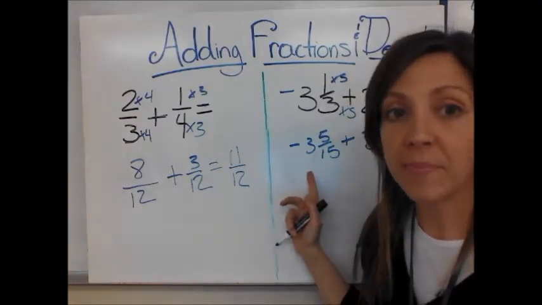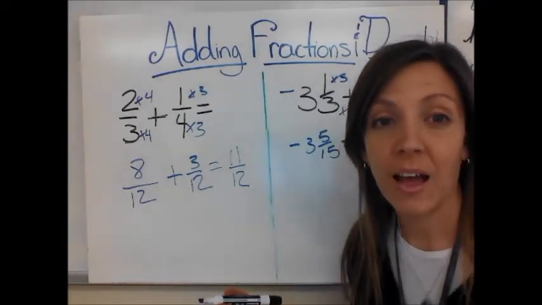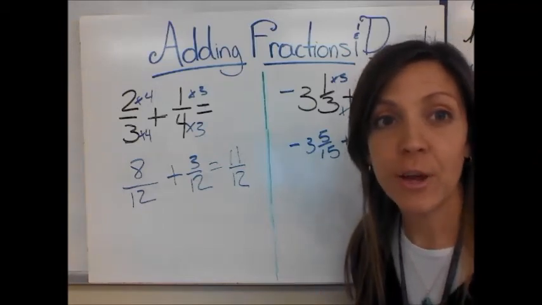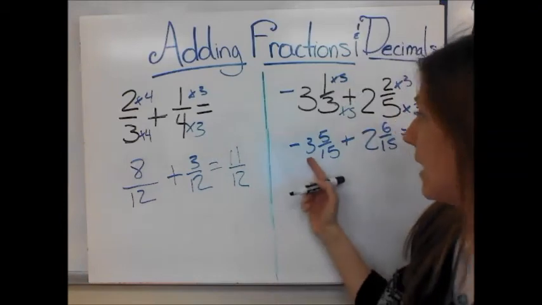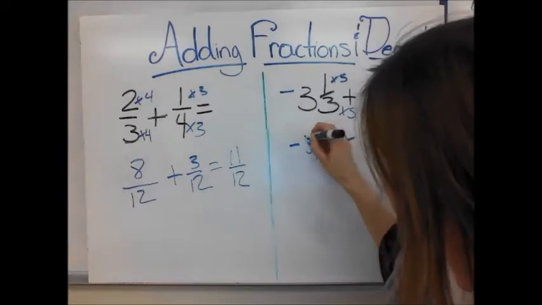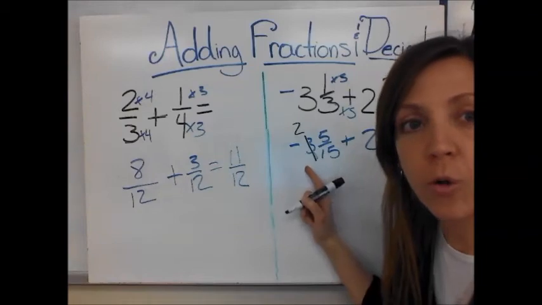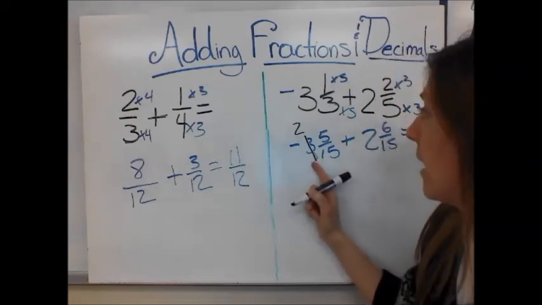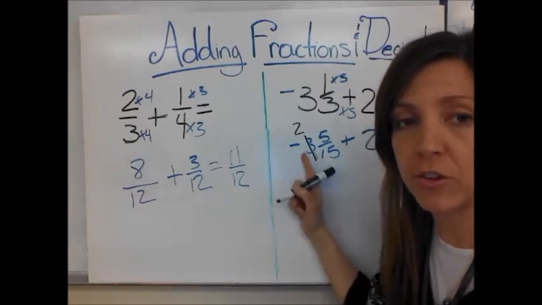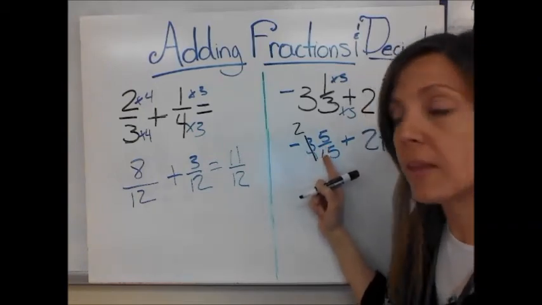Okay, the second way is, since I know that my whole number and my fraction, one of them is going to be positive, one's going to be negative, I'm going to go ahead and borrow here from this 3. I'm going to make that 3 into a 2. When I do that, I just took 1 whole or 15/15 away from the 3. So since I took 15/15 and made it into a 2, I'm going to add that 15/15 to the 5/15 that I have. That's going to make this 20/15.